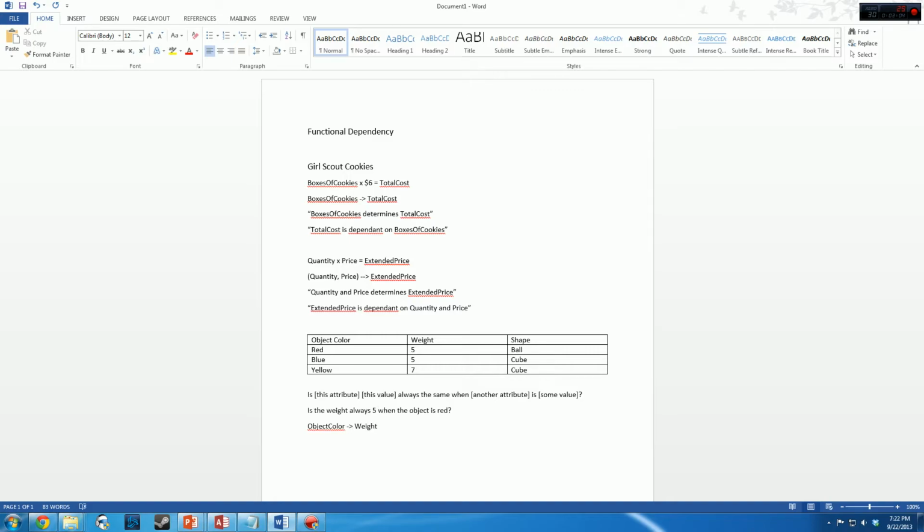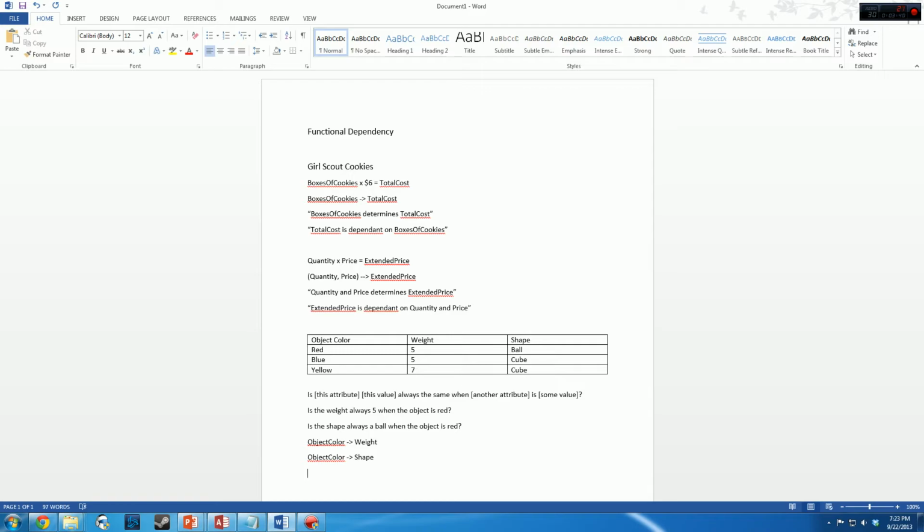Okay, well, let's think about this again. Ask the question again. Is the shape always a ball when the object is red? Again, there's only the one red object here, so it's always a ball, and so we can say, using the example data here, yes. If it's red, it's a ball. We know that. Object color determines shape.